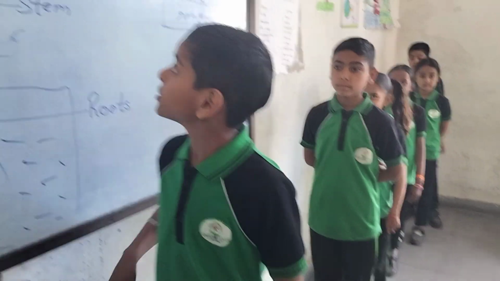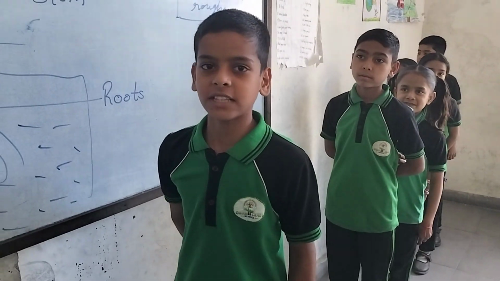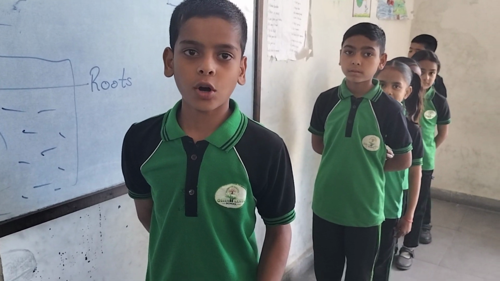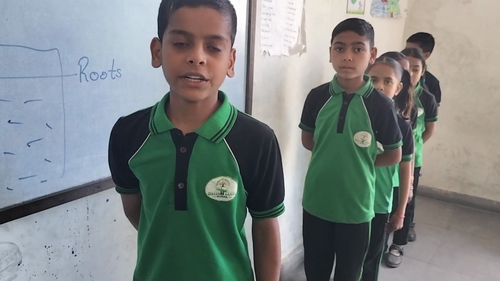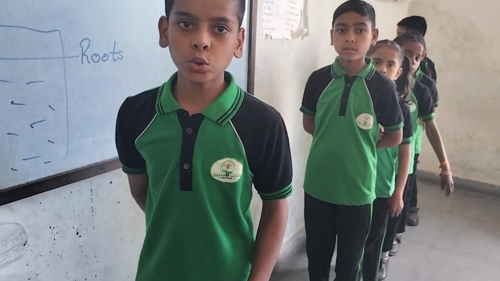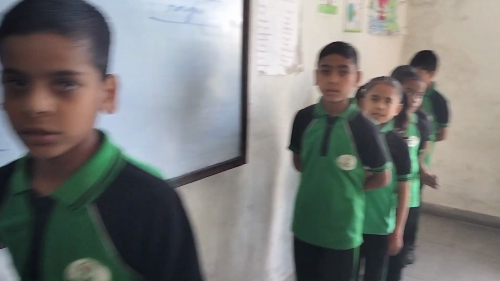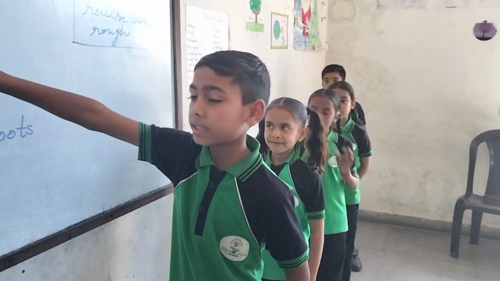A flower. This is a flower. A flower is the colorful part of the plant. In some plants, the flower turns into a fruit. Very good.